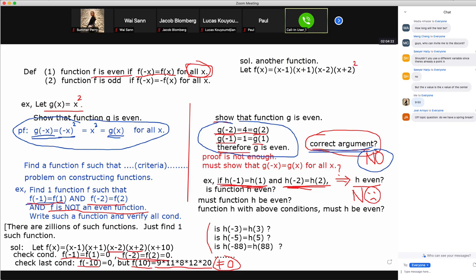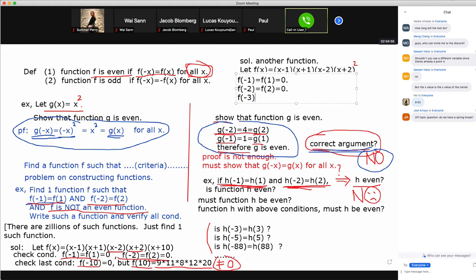Okay, then now in this case, what is going to be true? Well, let's see. In this case, f of -1 is equal to f of 1, which is equal to 0. And then f of -2 is equal to f of 2, which is also equal to 0. Easy to check. And what is f of 3? What is f of -3? You know what? This is hard to check.